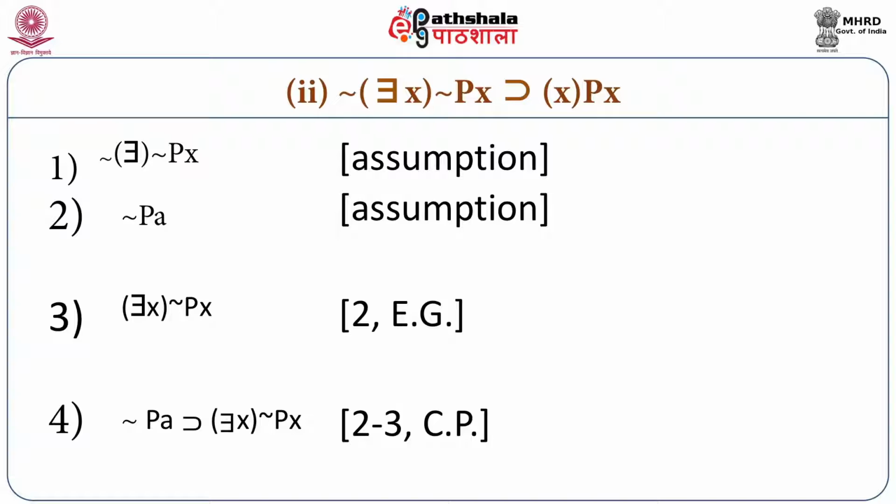Then by application of conditional proof from 2 to 3, we can come to the fourth step. From 2 and 3 we can get if it is not the case that P a, then there is an x such that x is P is not the case. By the application of rule of transposition, we can now have it is not the case that there is an x such that x is P is not the case, then P a.